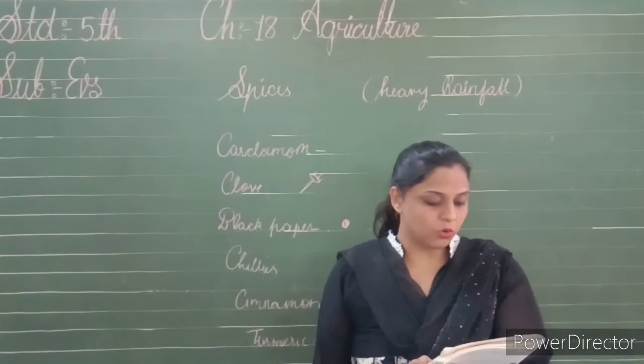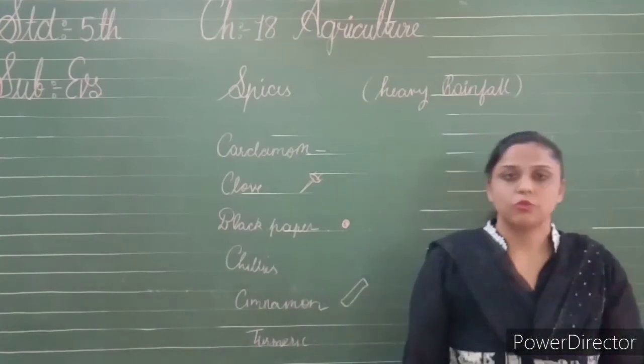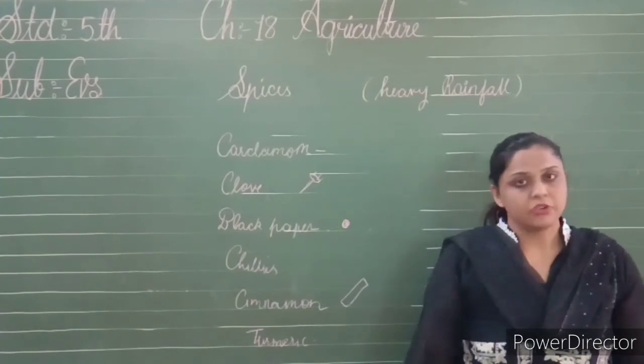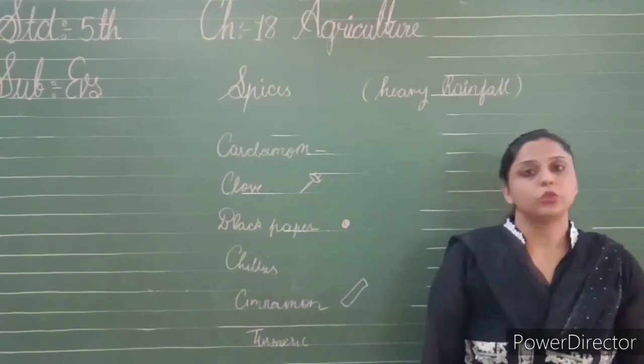Fruits and vegetables are grown in every part of the country. Fruits और vegetable का cultivation हमारे country के हर एक state में और हर एक part में होता है.